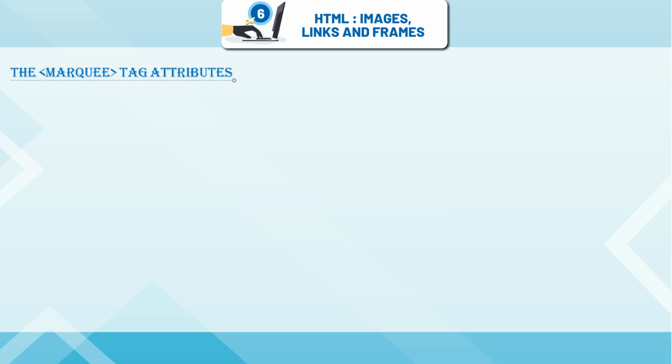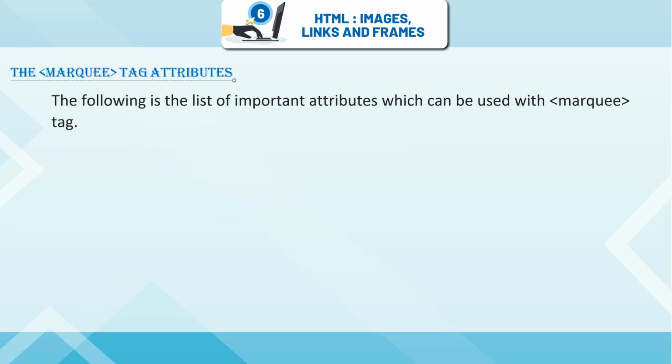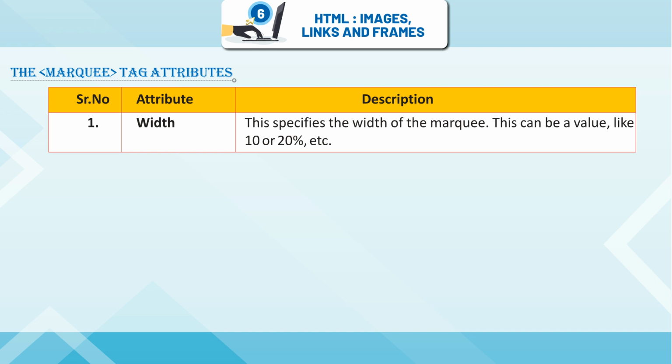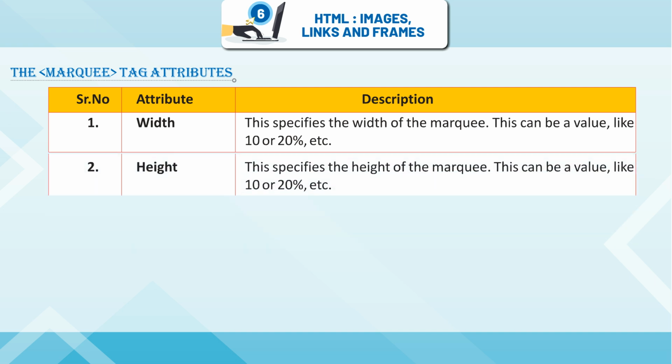The text will be scrolling from right to left in the output. The marquee tag attributes. The following is the list of important attributes which can be used with the marquee tag. Serial number, attribute, description. 1. Width. This specifies the width of the marquee. This can be a value like 10 or 20%, etc. 2. Height. This specifies the height of the marquee. This can be a value like 10 or 20%, etc.